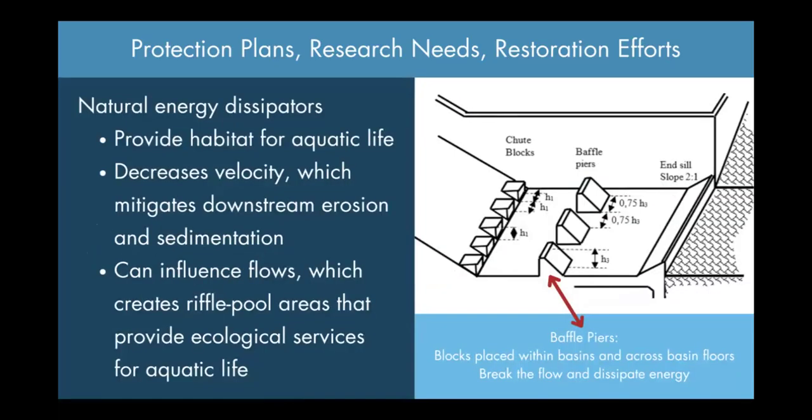Natural energy dissipators, like bends, vegetation, logs, boulders, and simulated structures, are placed in stream channels. Dissipator structures provide habitat for aquatic life. They decrease velocity, which mitigates downstream erosion and sedimentation, which is a focal point of rehabilitation efforts. They can increase, decrease, or redirect flows, which creates riffle pool areas that provide ecological services for aquatic life. The diagram shows baffle piers, a type of natural energy dissipator. These blocks are placed in basins and across basin floors to break the flow and dissipate energy.